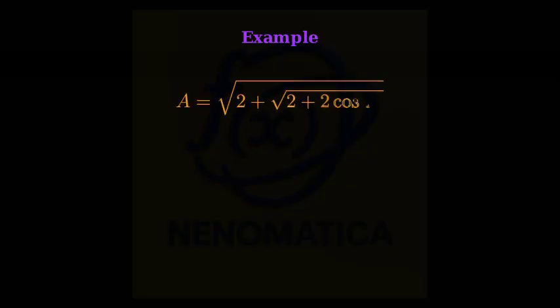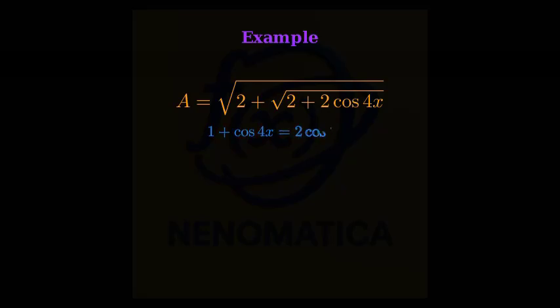In this example, we simplify a nested radical involving trigonometry, and then express the result piecewise over key intervals of x. We are given the expression a equals the square root of 2 plus the square root of 2 plus 2 times cosine of 4x. Our goal is to simplify a, and then determine a clean expression on each interval of x between negative pi over 4 and 7 pi over 4.